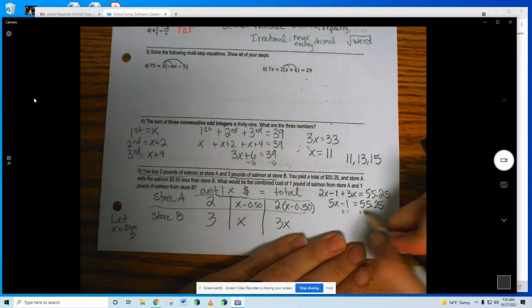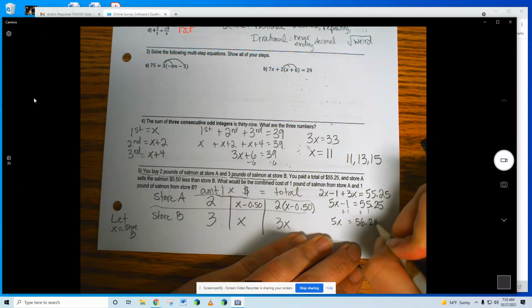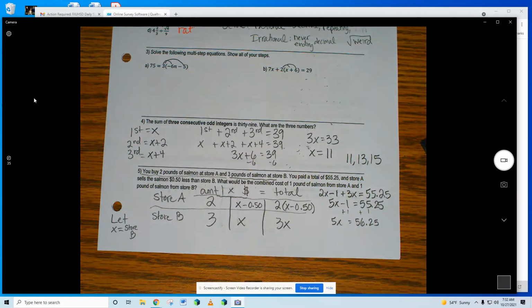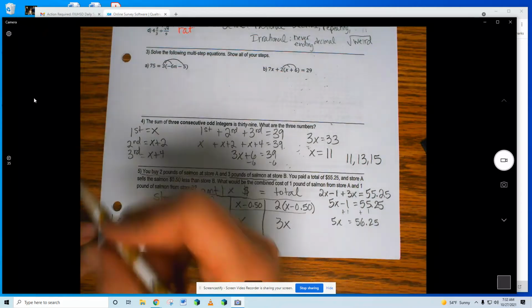Add 1.5x equals $56.25. So this x that I get is going to be the price x of store B. And so I'm dividing by 56.25. Because I don't have a calculator, I'm going to do it on the side of my paper.